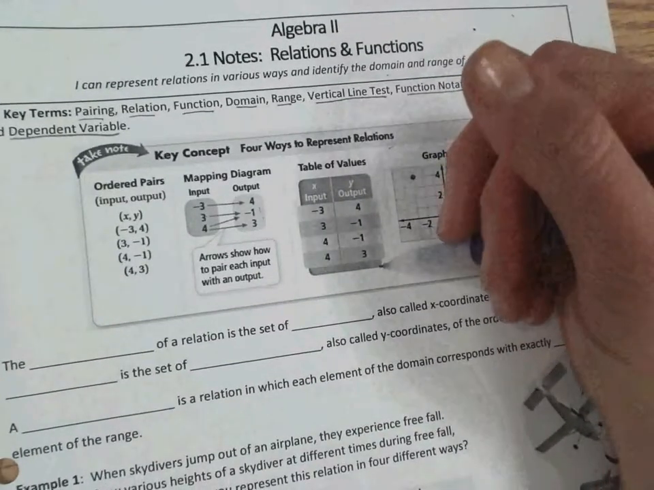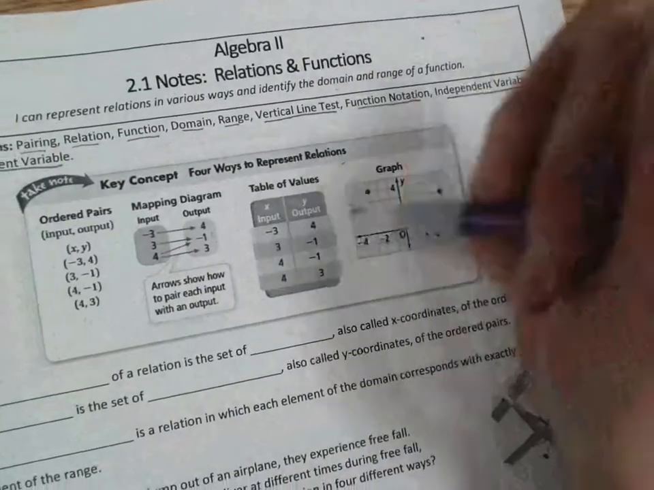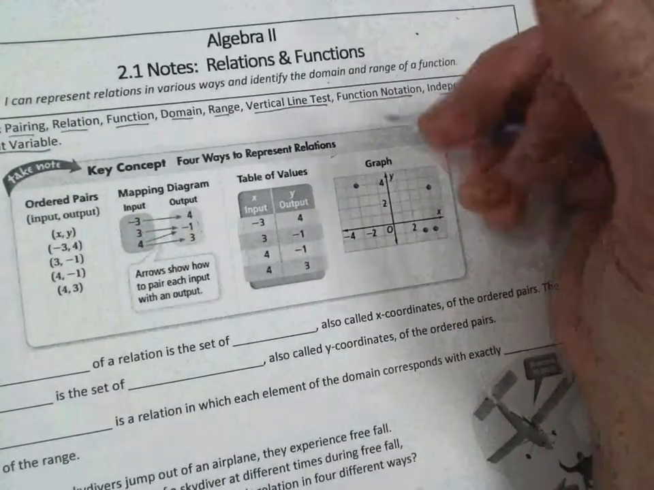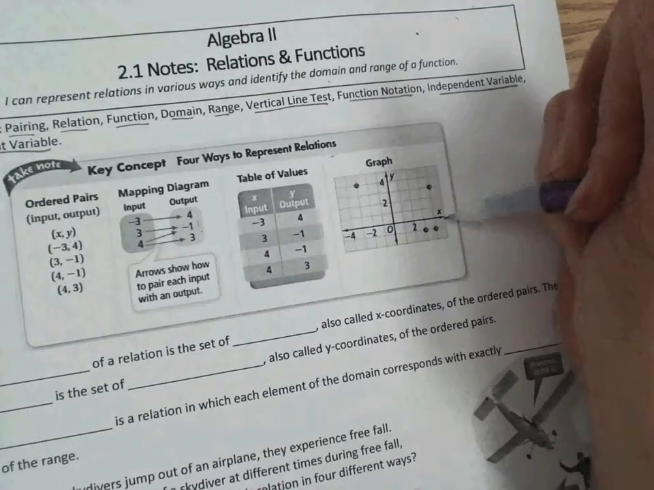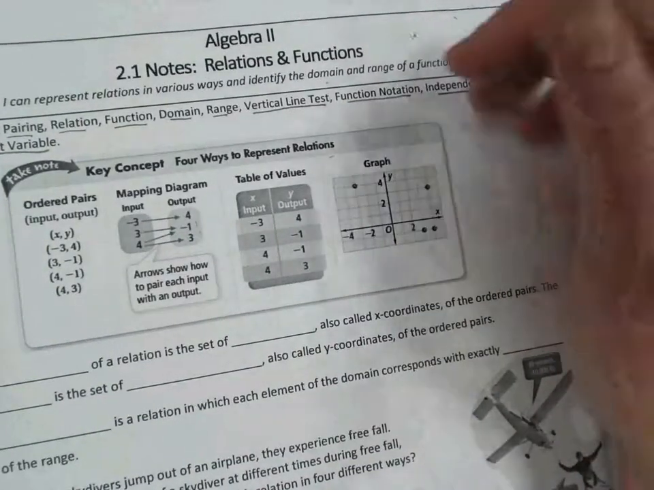We can make a table of values, an X or input column and a Y or output column, matching the inputs with outputs. And then finally we can make a graph where we plot the points on an XY coordinate plane.